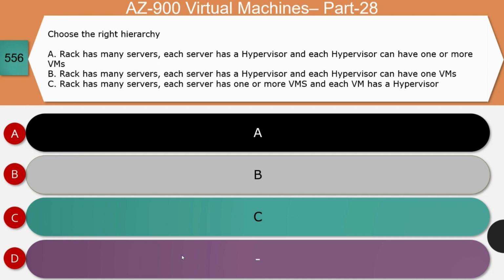Next question, choose the right hierarchy. Option A, rack has many servers, each server has a hypervisor, and each hypervisor can have one or more VMs. Option B, rack has many servers, each server has a hypervisor, and each hypervisor has one VM. Option C, rack has many servers, each server has one or more VMs, and each VM has a hypervisor. The right answer for this question is option A. Here, the right hierarchy is that a rack contains multiple servers, every server has a hypervisor, and every hypervisor will have many virtual machines. And so A is the right option.